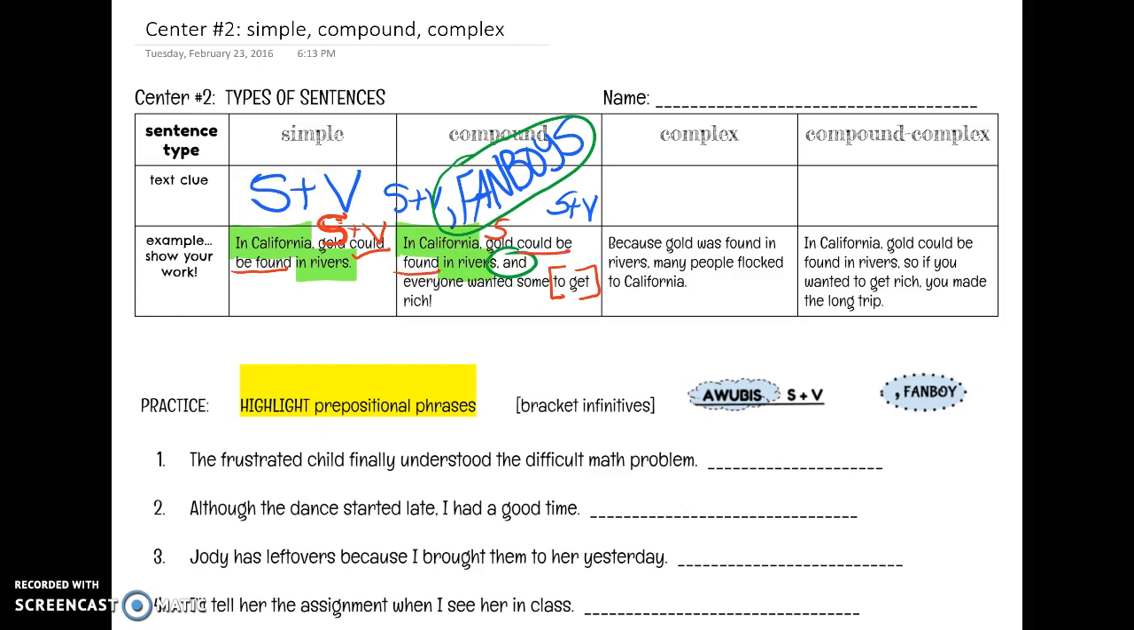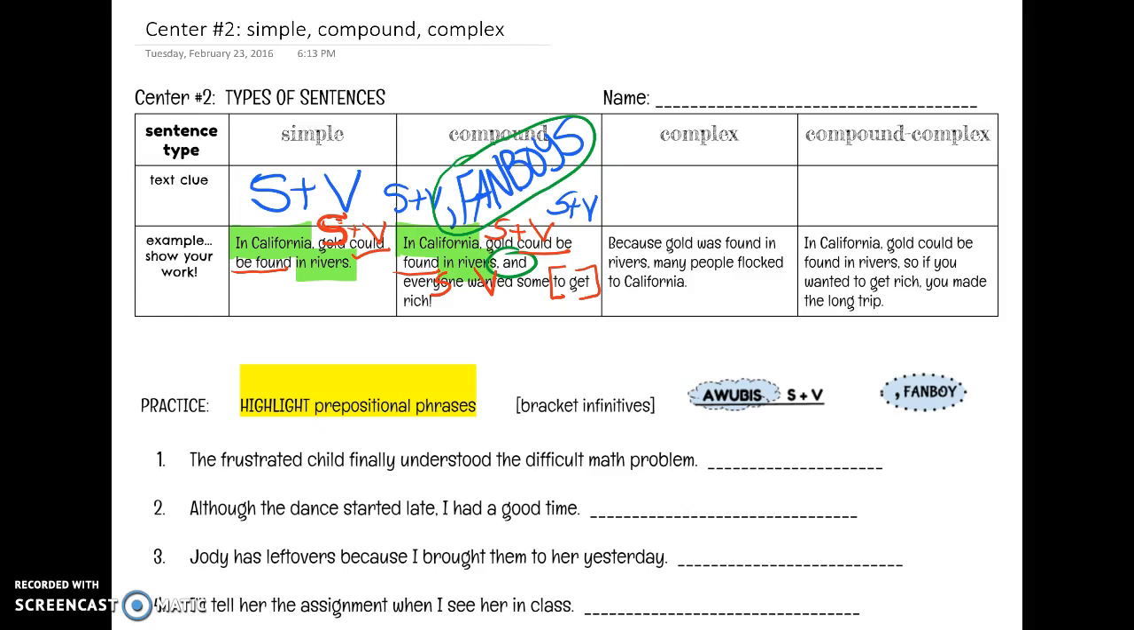Gold could be found. And then on the right side of the comma I want to see if there's another subject and a verb. And I see everyone wanted some. I don't need to read the to get. I know that that's an infinitive. It's already got a job, so I can ignore it. Everyone is the subject and wanted is the verb. So since I see a subject and a verb on both sides of the comma fanboy, I know I have a compound sentence.